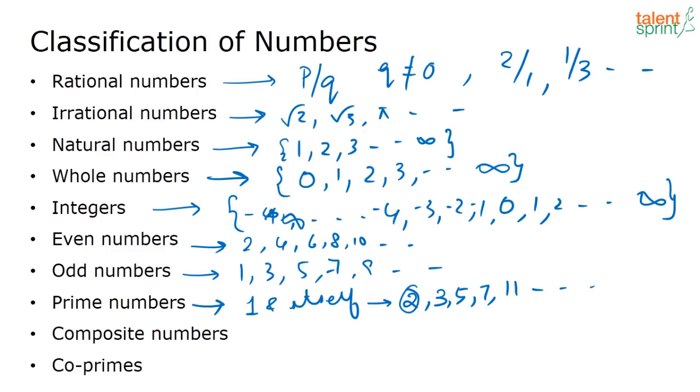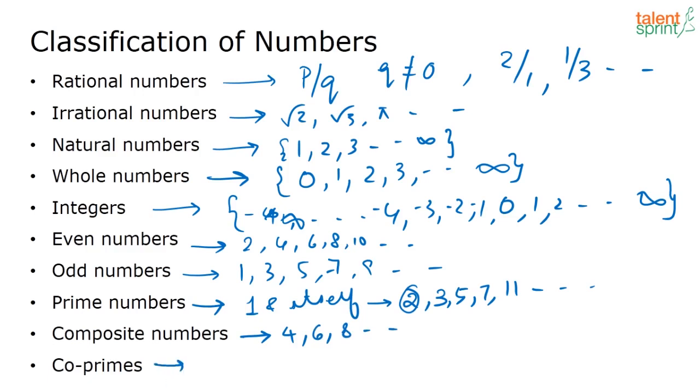And is 1 a prime number? Anyone tell me? 1 is neither prime nor composite. Number 1 is neither prime nor composite. Now, coming to composite numbers, all numbers other than prime numbers, like 4, which have more than two factors, that is factors more than 1 and itself, are called composite numbers. 4, 6, 8, etc. are composite numbers. Now, next is coprimes.